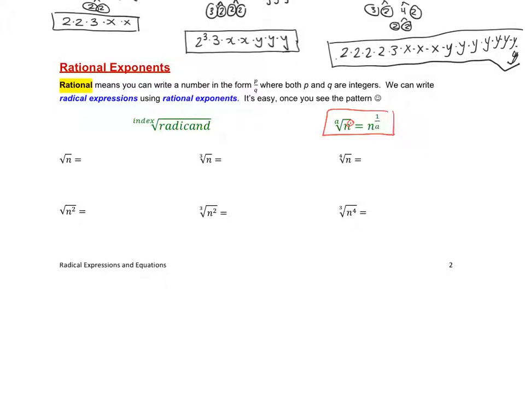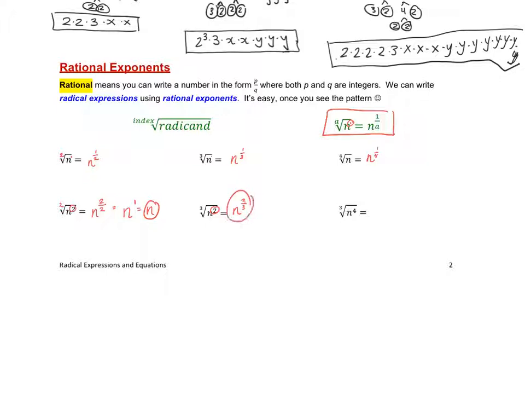For the square root of n, there's actually a 2 in there. The index is 2. So that would be n to the exponent of 1, so 1 over 2, n to the 1/2. Next, remember it's n, so it's n to the first, so that's going to be n to the 1 over 3. Then it will be n to the 1 over 4. Now for this next one, this is n to the exponent 2 now, so 2 over 2, which is equal to n to the first, or just n.